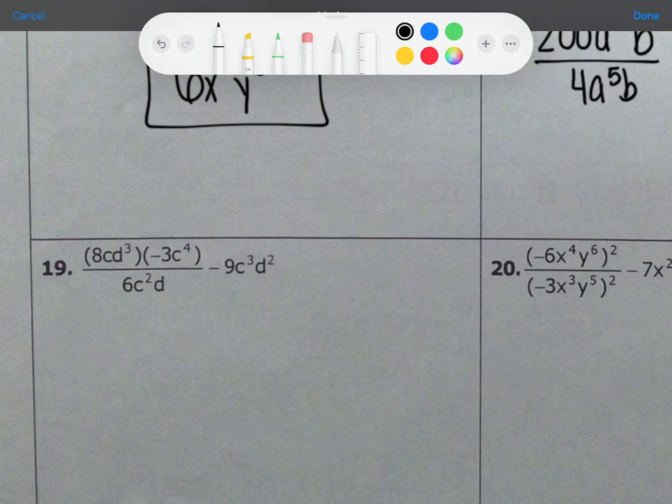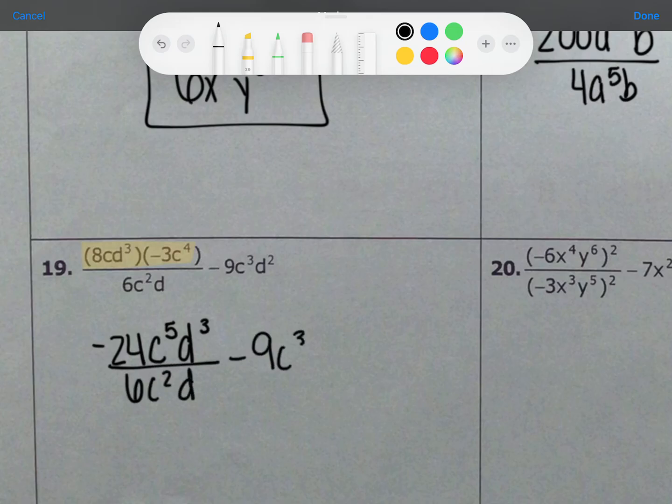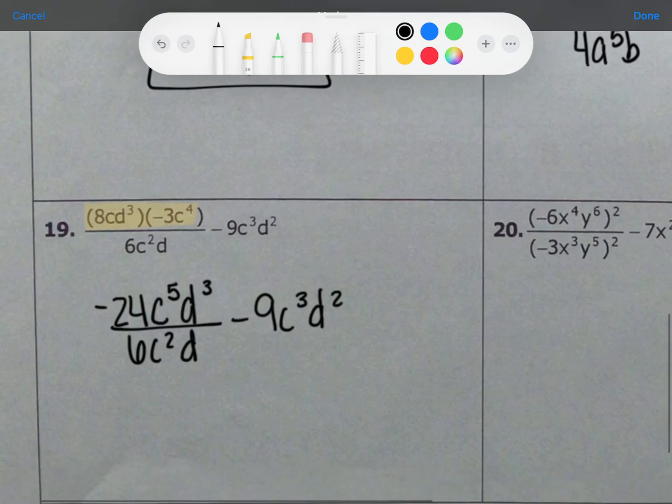Pause the video. All right, so hopefully you took my little hint there. You're going to multiply first, and then you would divide, and then you're going to subtract. And remember, in order to subtract or add, they have to have the same variable terms. All right, let's multiply first. If you did this correctly, you got -24 c, add them. d, didn't have anybody to add with that d. Then you're going to divide. Keep that -9c cubed d squared.